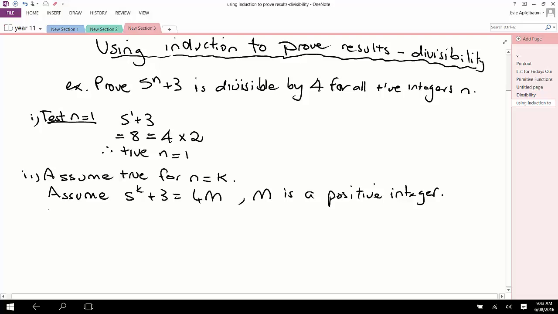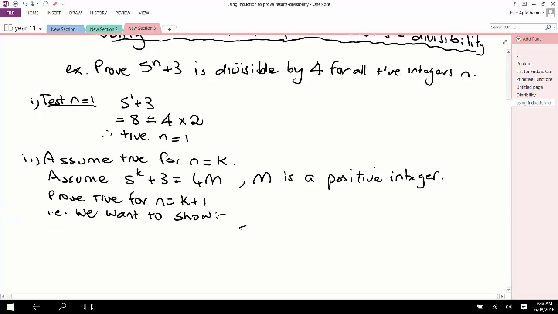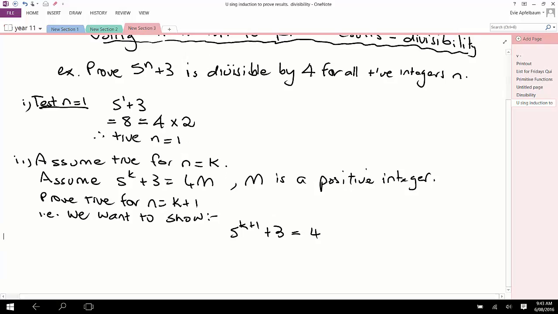Again, exactly the same. Prove true for n equals k plus 1, i.e., it's like a little script. We want to show that 5 to the k plus 1 plus 3 is also 4 times an integer, but of course not the same integer. Let's have a look at that.